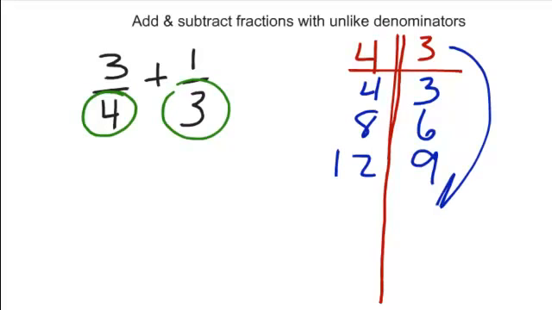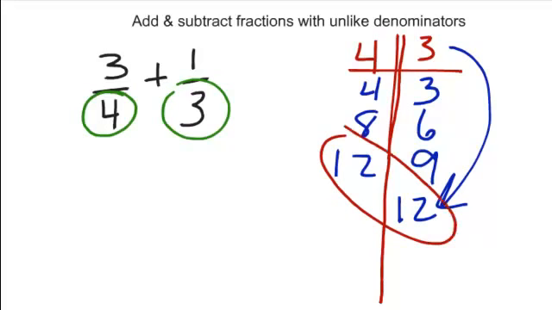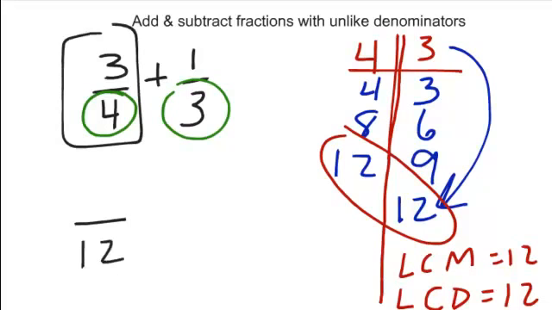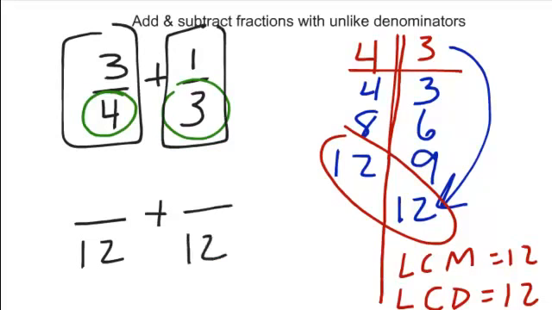And the next multiple of 3 is going to be 3 times 4, which will give me 12. And here we have a common multiple. So that's going to be our LCM, which is going to equal 12. And also, because we're working with fractions, it's going to become our LCD, our least common denominator. What that means for us is that now we can use that 12 as our new denominator when we add these two fractions. So I'm going to make this fraction turn into something over 12 plus, and then turn this one into something over 12.